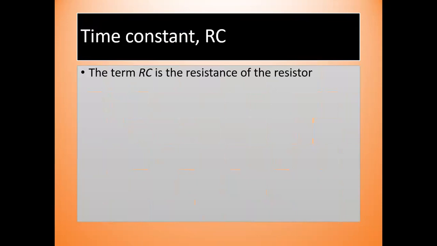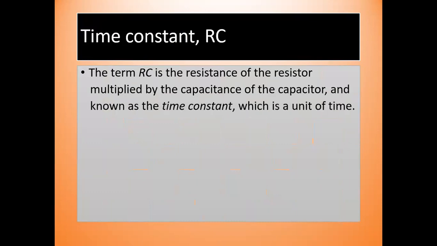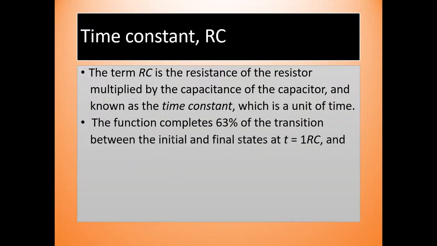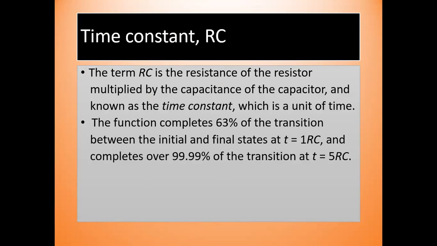The term RC is the resistance of the resistor multiplied by the capacitance of the capacitor, and it's known as the time constant. So the unit is time, seconds, if you use SI units. If you use voltage, it should build up to 63% of the final value in 1 RC. And 99% transition in 5 RC, so literally it's almost complete. How do they know 1 RC is 63% and 5 RC is 99.9%? We calculate it out.